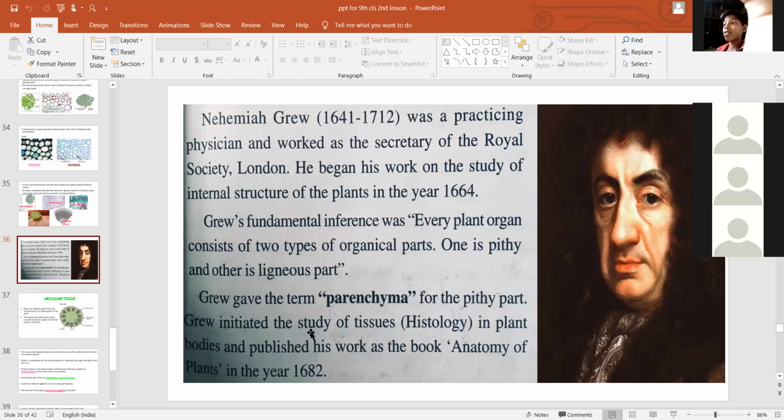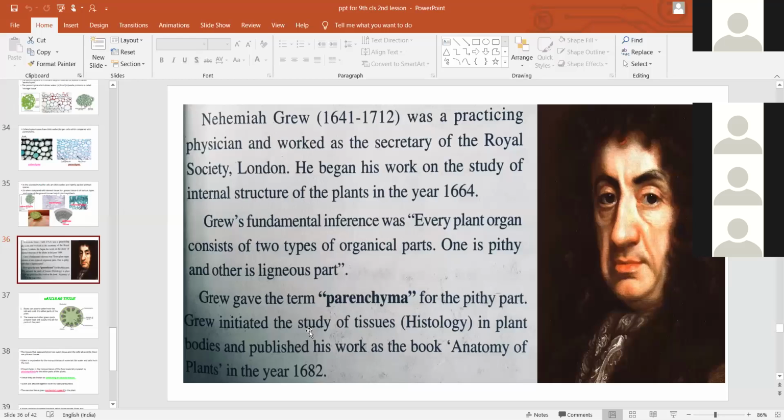Next, Grew coined the term parenchyma for the pithy part. Parenchyma is the pithy part, and he initiated the study of tissues. The study of tissues is called histology.